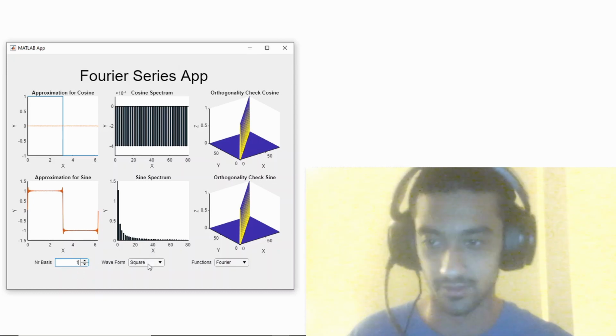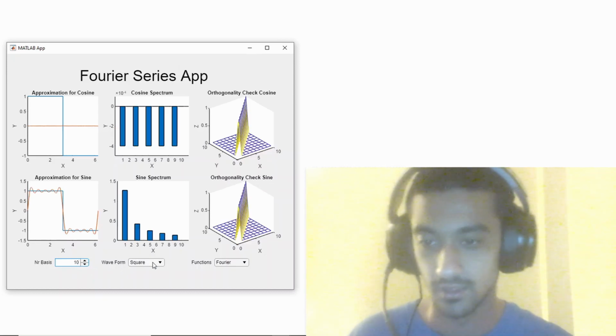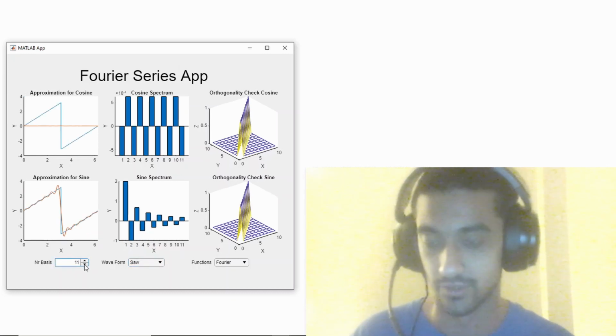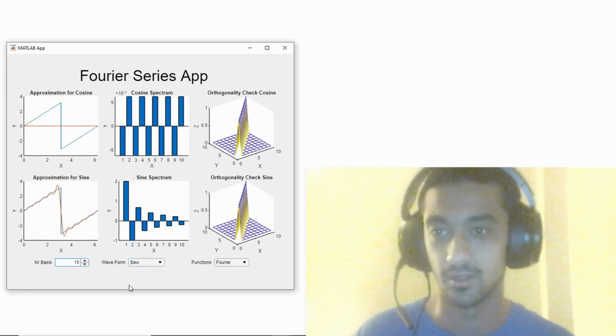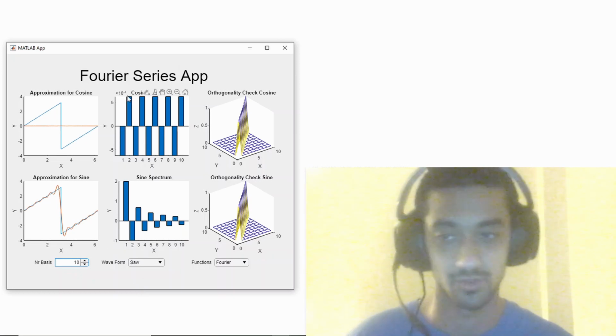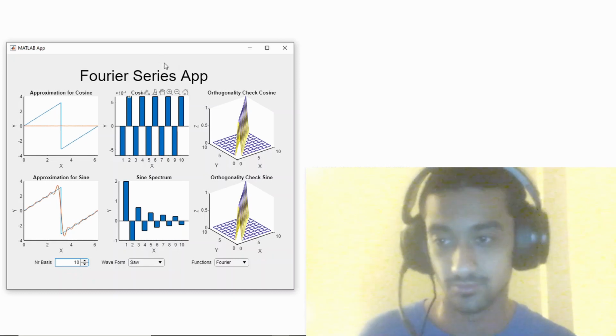So I'll change this back to 10. And now I'll change the waveform from square to saw. And I'll refresh this so we can see what's happening. And as we can see again, the cosine values are all 0. Again, they're in the order of 10 to the minus 4. So mathematically, they're supposed to be 0.